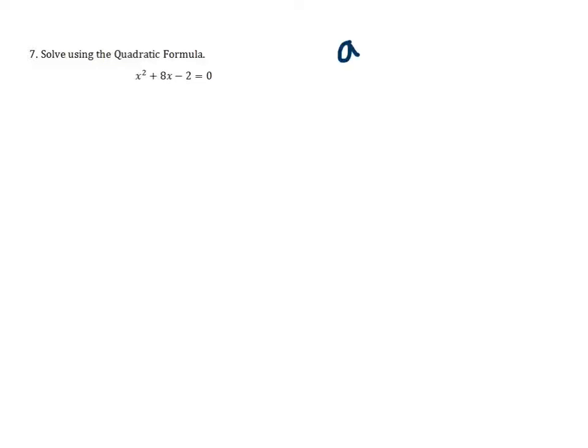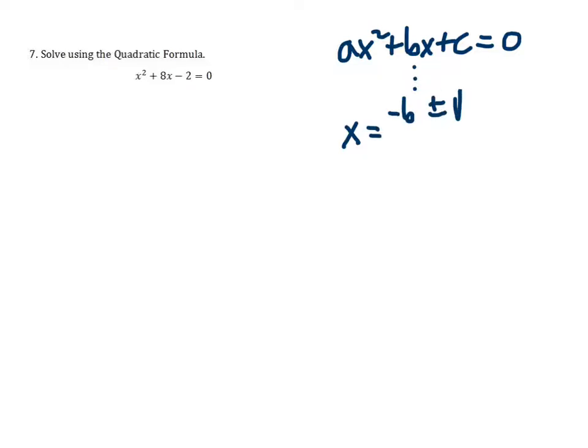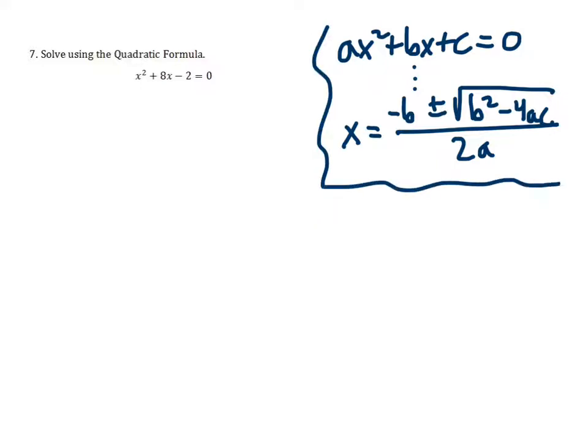So if ax squared plus bx plus c equals 0, then it turns out that our solution is x equals negative b plus or minus the square root of b squared minus 4ac, all over 2a. So this is our magic formula. We call it the quadratic formula, and this will always find our solutions if it's in standard form.